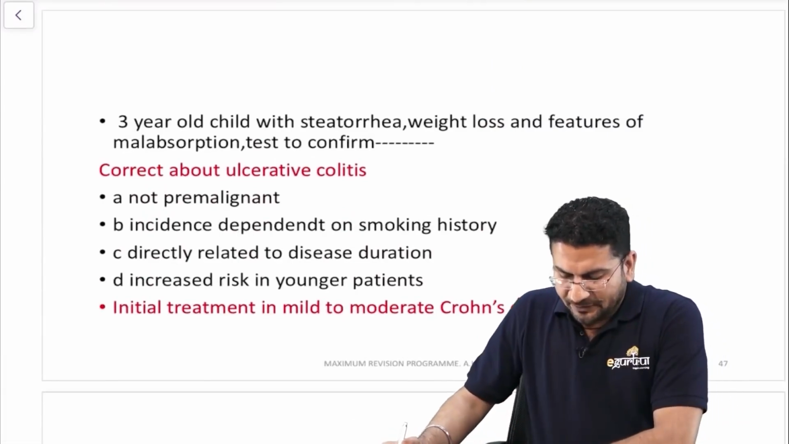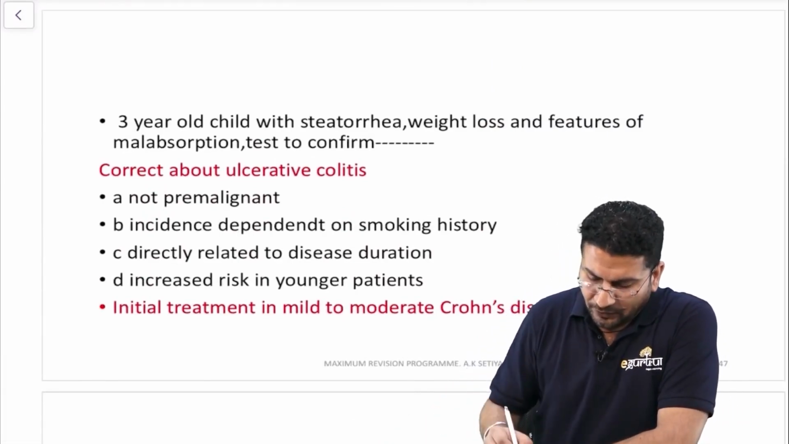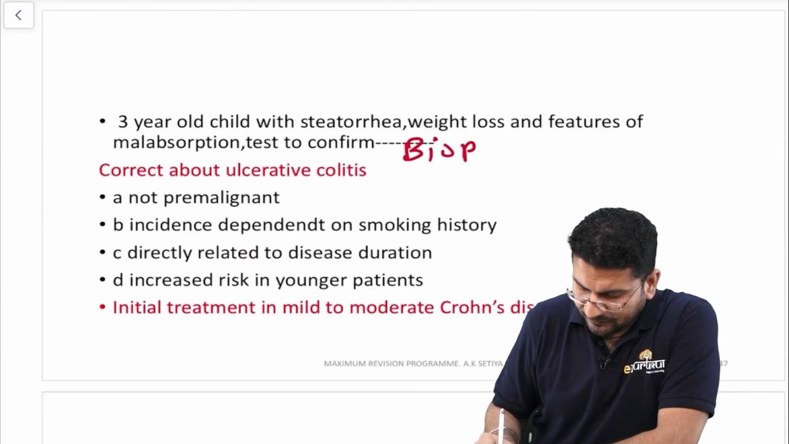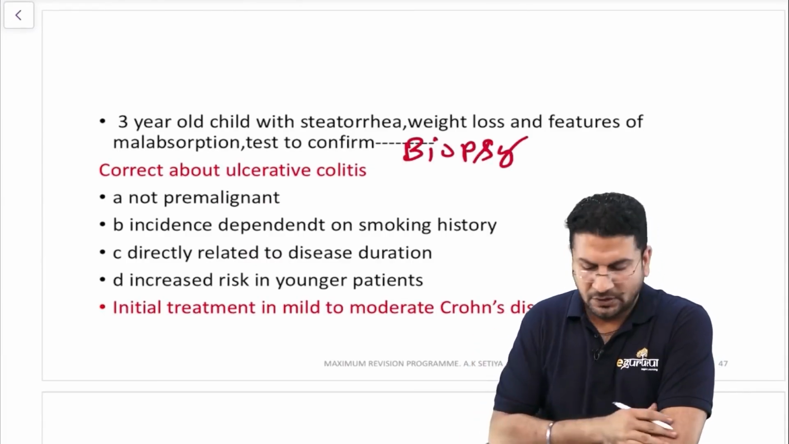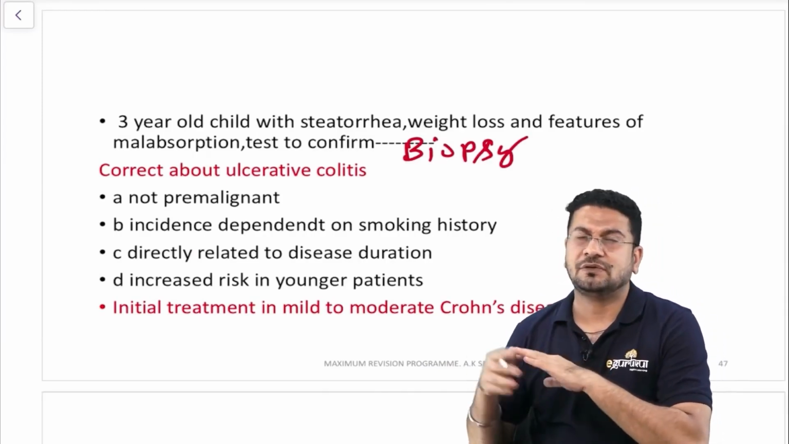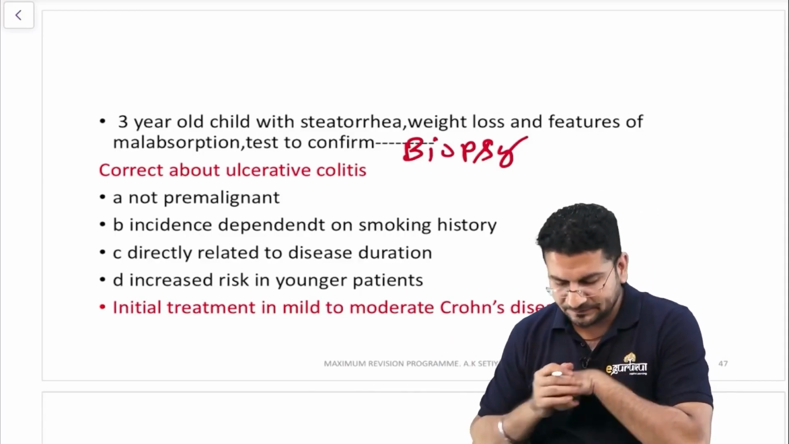A 3-year-old child with steatorrhea, meaning fatty stool, weight loss, features of malabsorption. How will you confirm? The best test to confirm any malabsorption is, remember, biopsy. Okay, next MCQ. Nowadays they are asking overlap MCQs. Overlapping means integrating one subject with another.